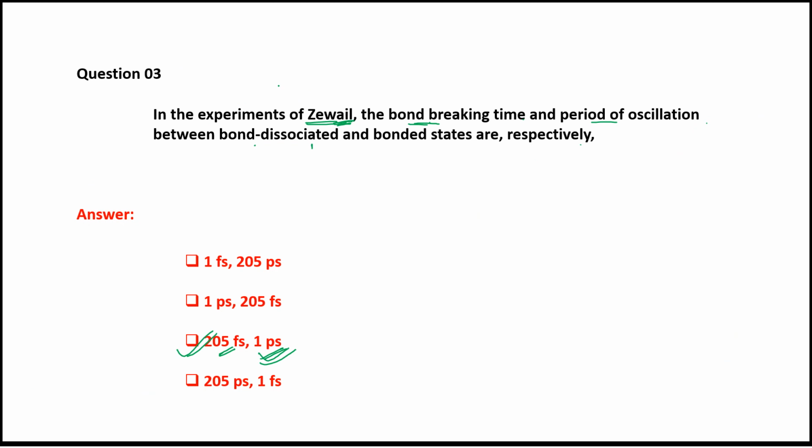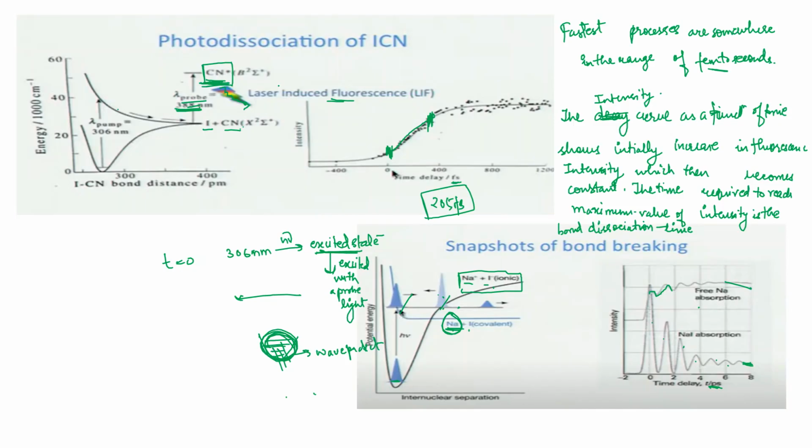In the experiments of Zewail, the bond breaking time and the period of oscillation for the bond dissociation. Here they studied two systems. This was the earlier one, the simplest system of ICN, where the photodissociation is done by the pump-probe experiment itself. In this, the pump was the 306 nanometer light, which excites the system to a higher state. In this excited state, it is incident with another frequency of 388 nanometer, that is the probe, which then helps in dissociation of I and CN.